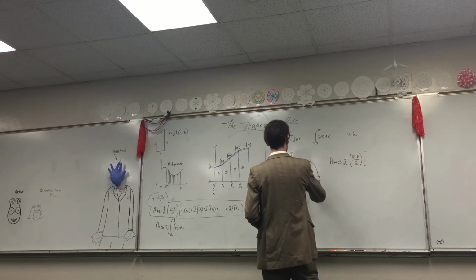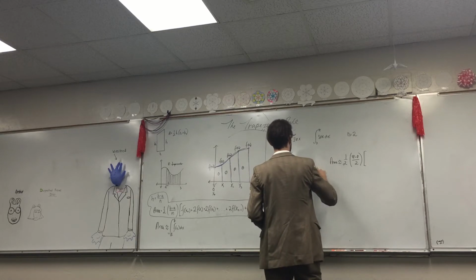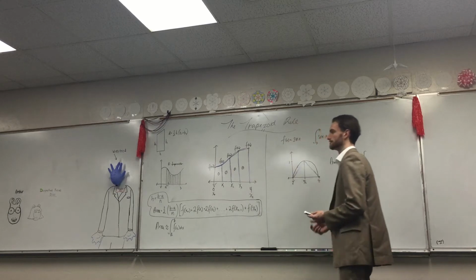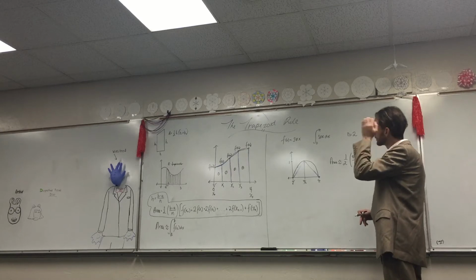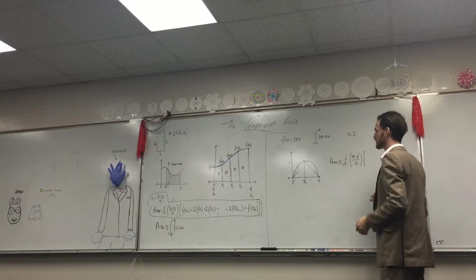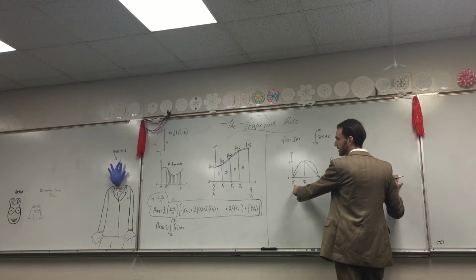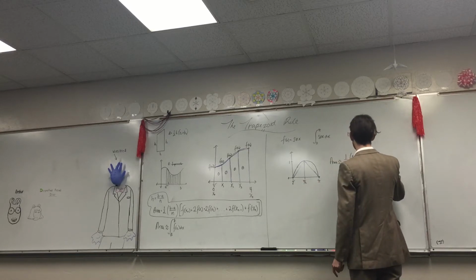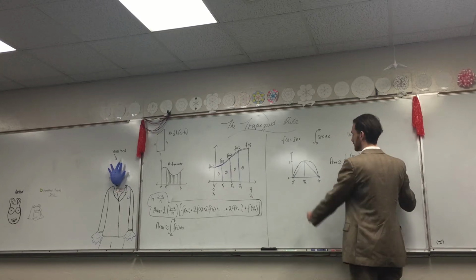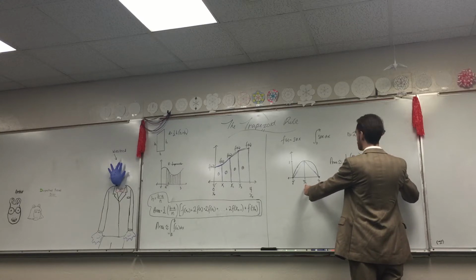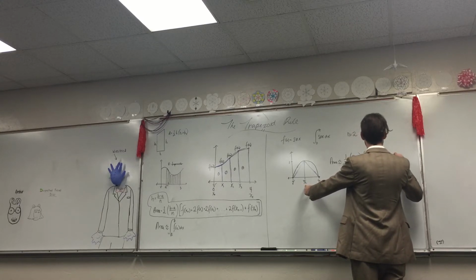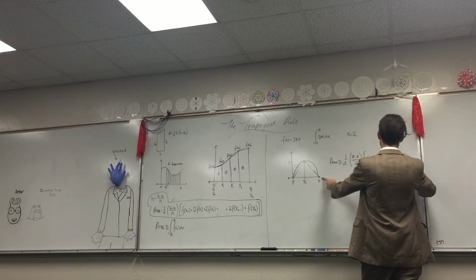I'll quickly draw my trapezoids. In this case, these trapezoids are actually just triangles, but you can still evaluate them the same exact way. So we start with f of 0 plus, is it 1 times or 2 times this term? 2 times f of pi over 2, plus, is it 2 times or 1 times? 1, plus f of pi.